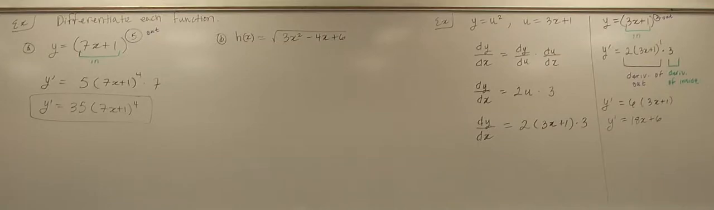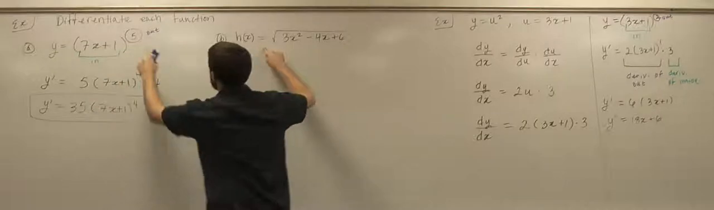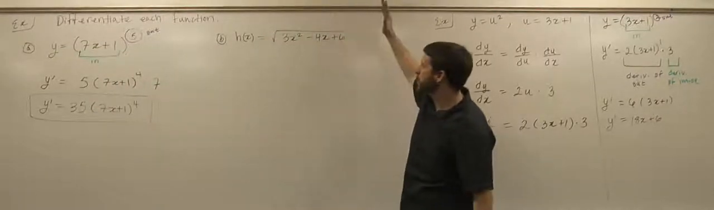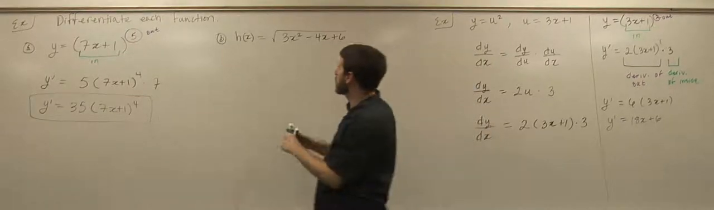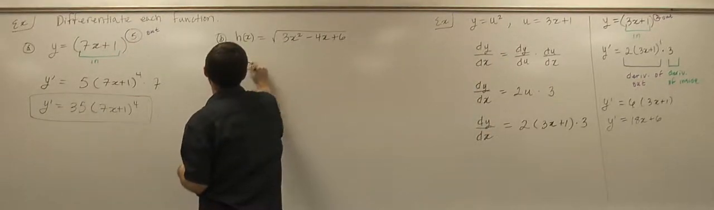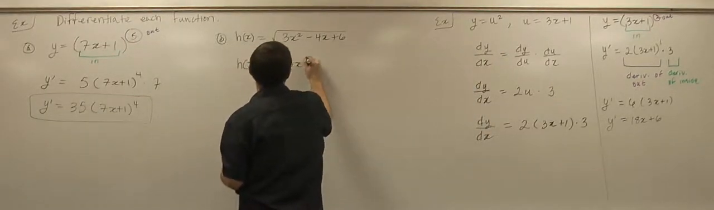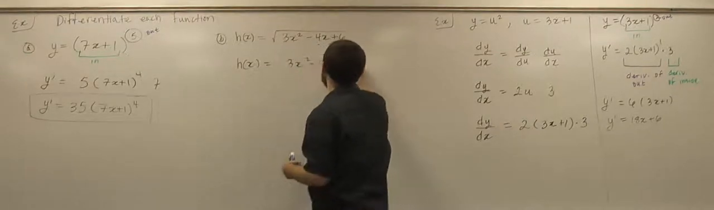So the square root of 3x squared minus 4x plus 6. We'll write everything to the half. Right, so basically you want to make this look more like one of these. Whenever you have a square root, you want to write half power because that works well with your power rule. So I'll write this as h of x equals (3x squared minus 4x plus 6) to the half.